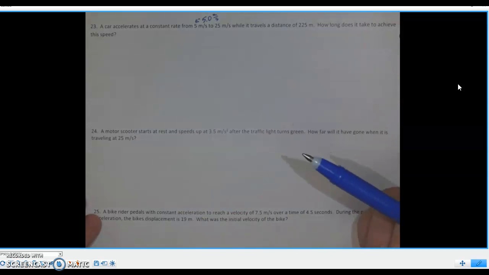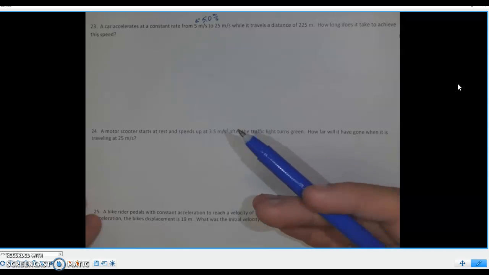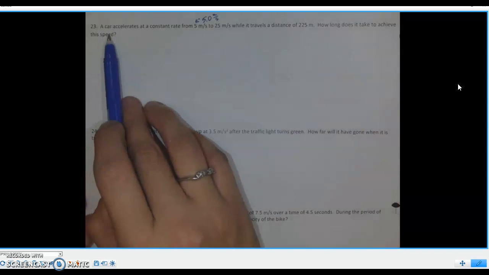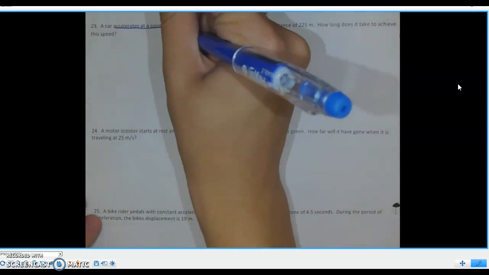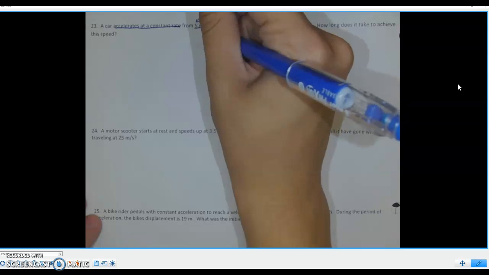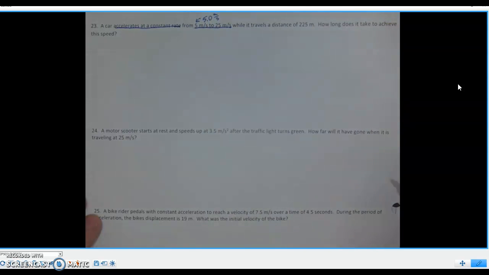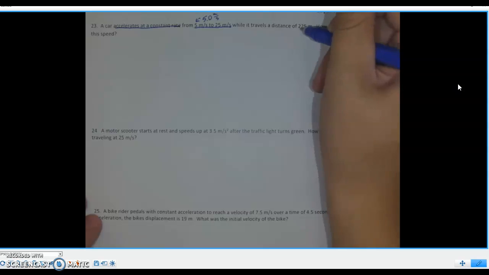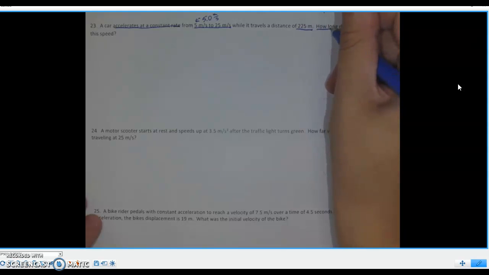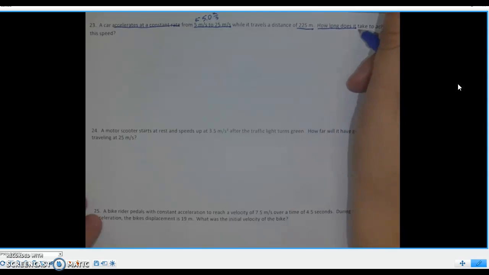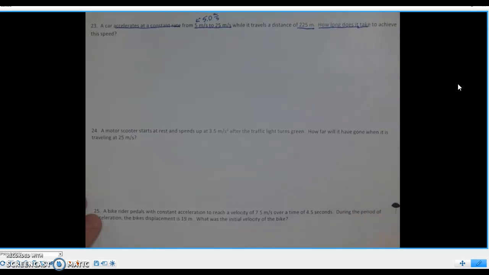When I read a problem, I like to underline the info that I think is important, like it's accelerating at a constant rate, and it's going to go from 5 meters per second to 25 meters per second. And while it travels, it's going to go a distance of 225 meters. And then a part that students always forget, how long does it take? Meaning, like, that's my unknown. That's what we're wanting to solve for.